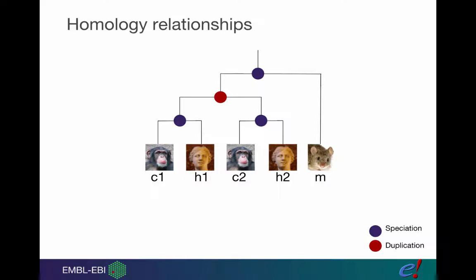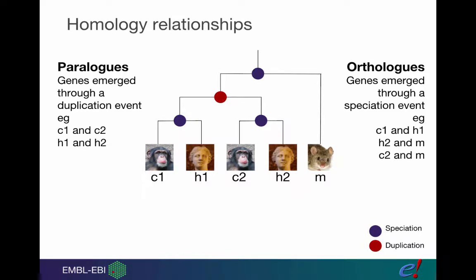So if we look at this particular gene tree, paralogs emerge through a duplication event. So here we have this red duplication event, and so we can say that genes on either side of this duplication event are paralogs of each other. Orthologs emerge through a speciation event. So anything on either side of a blue blobby can be considered to be an ortholog.